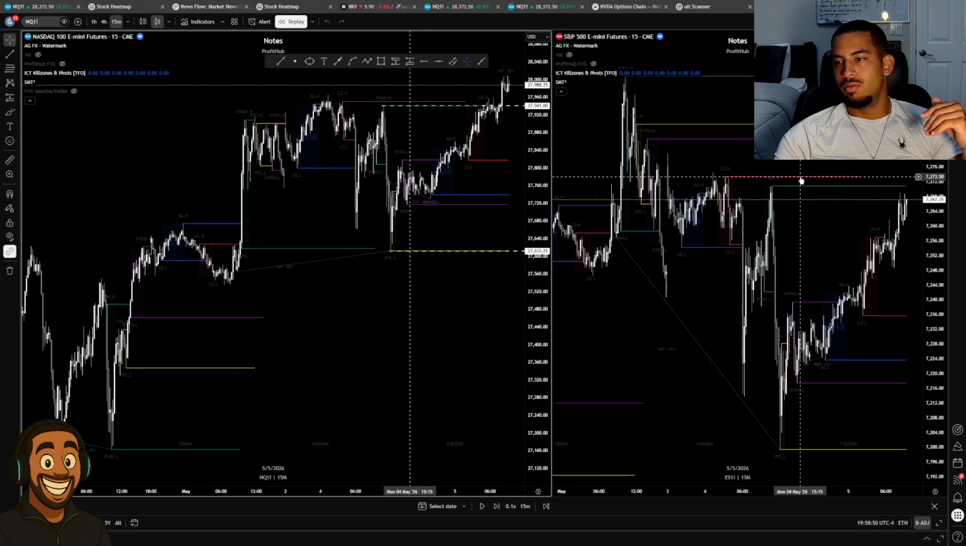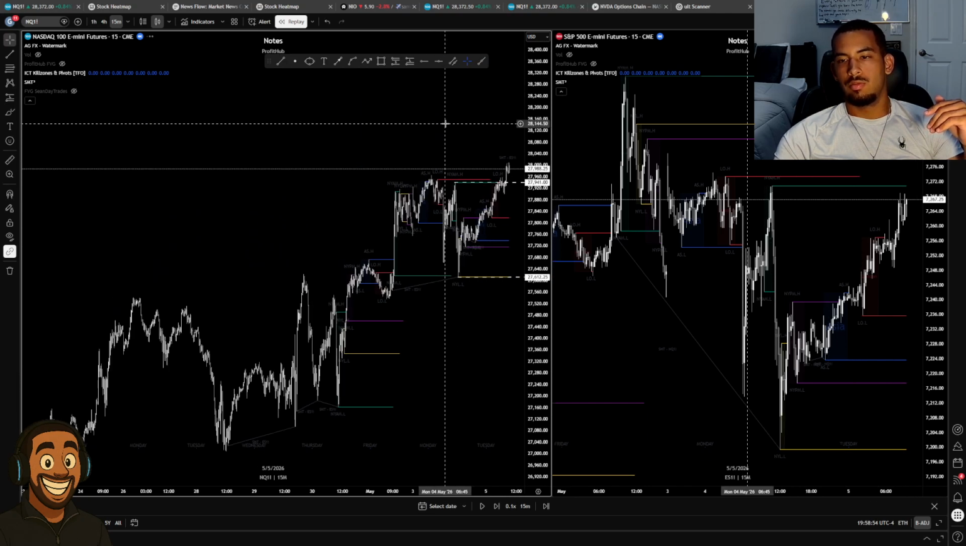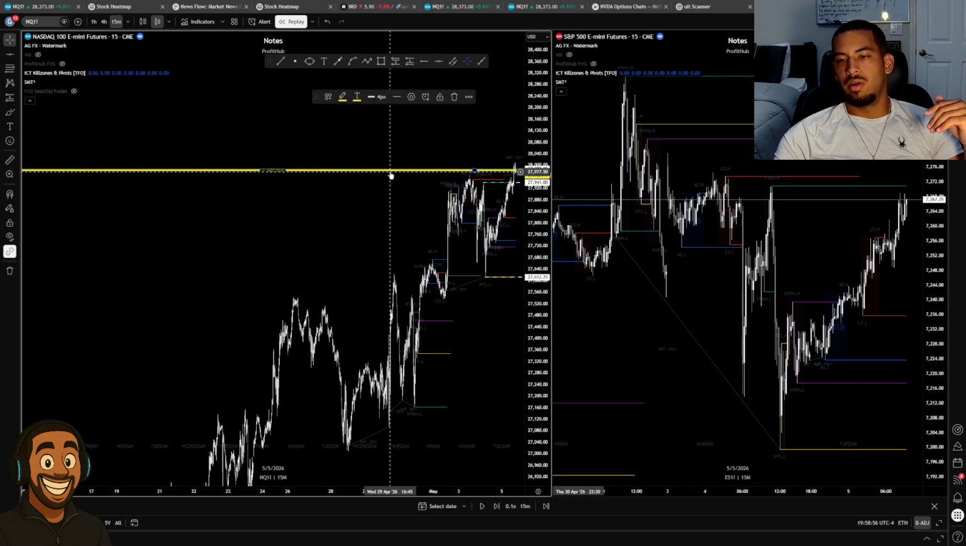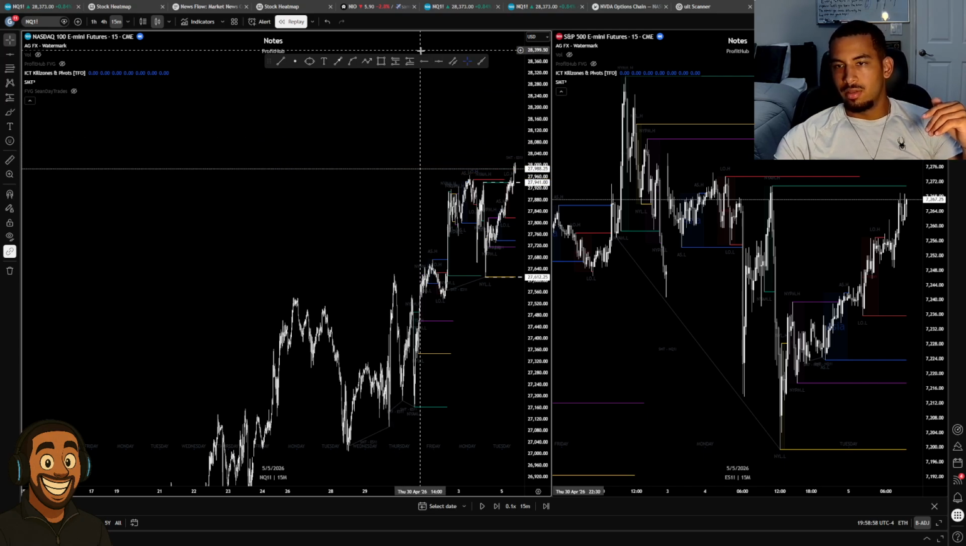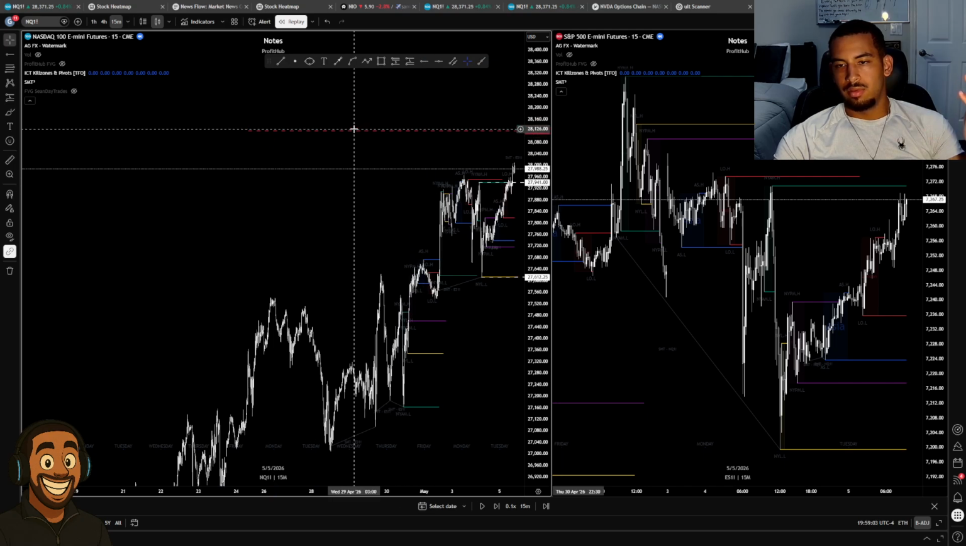ES, NQ, one's higher than the other. One has nothing above to target, right? We have nothing to target. Can't have any swing highs or swing lows to put this on, right? So what do we do?